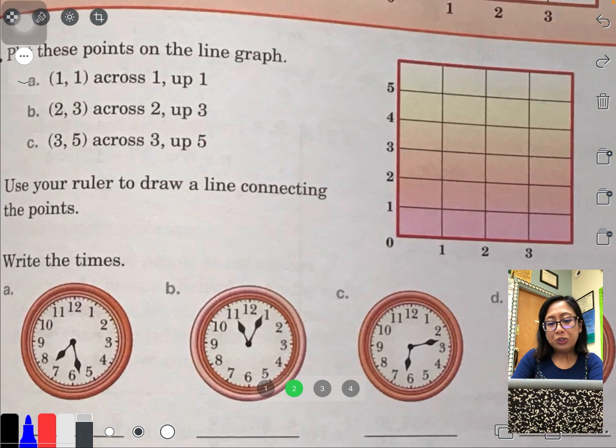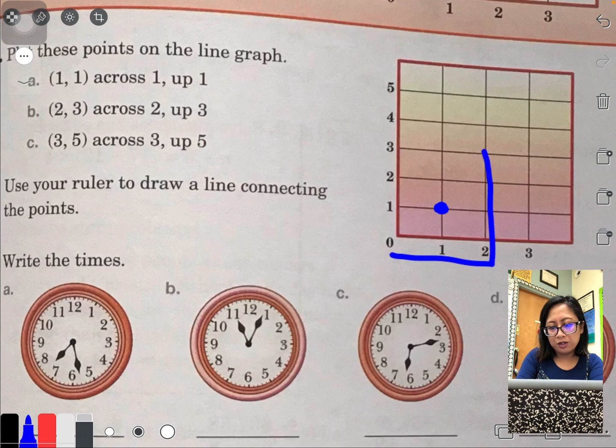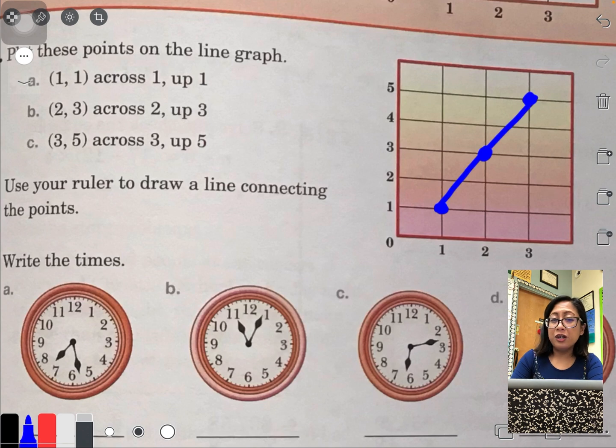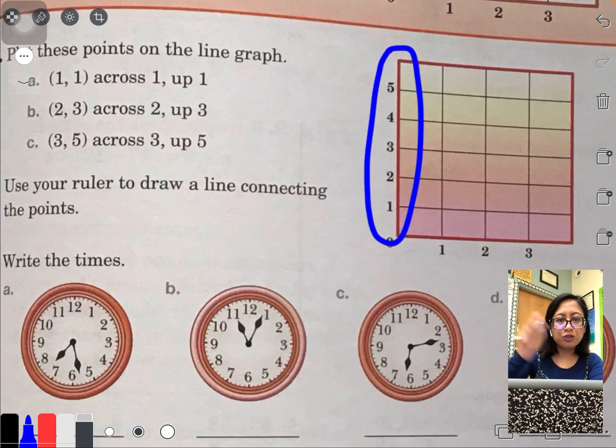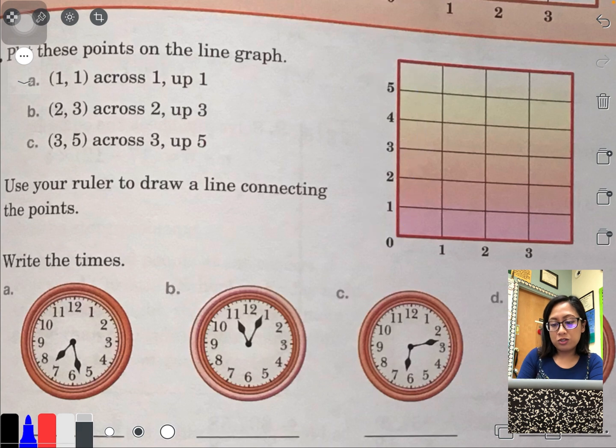Okay, 2, 3, you go to 2, so the first dot was here, 2, and then you go up 3, right? And that's the second dot. Okay, the last one, 3, and you go up 5, right here. And then you get to connect it. That's a line graph. We'll review this again at our Zoom meeting because I know that it may be confusing, where do you start first? And especially some of you might start here in the vertical part, the y-axis, but we always start here in the horizontal part, the x-axis, all right?